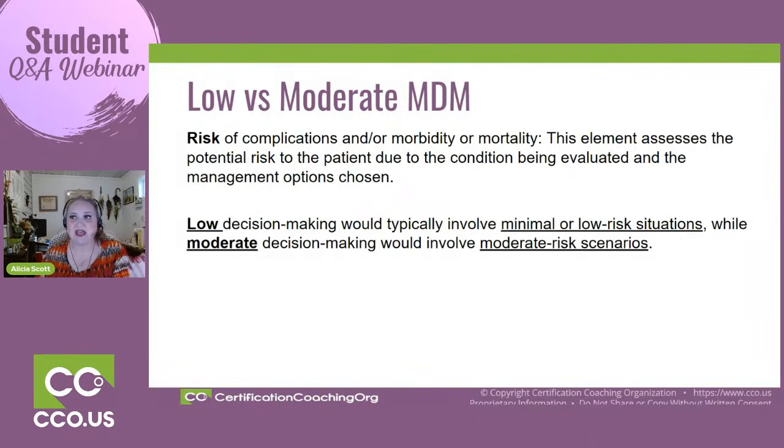The last thing that involves the difference between low and moderate MDM is the risk to the patient. If we understand risk, that is complications of morbidity and mortality. Now, the difference between morbidity and mortality is the fact that morbidity is what's going on with the disease process, whereas mortality means you're going to die. You're mortal. You're going to die. So understand the difference in those two. If you don't, write that down, do a little research. Now, for potential risk, we need to look at the management of the options.